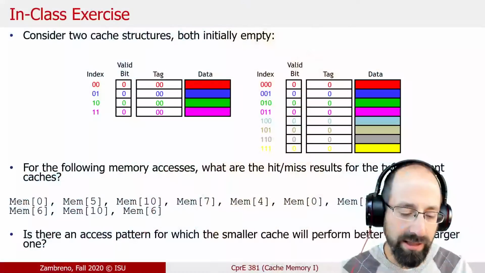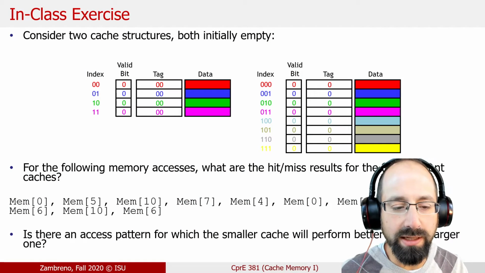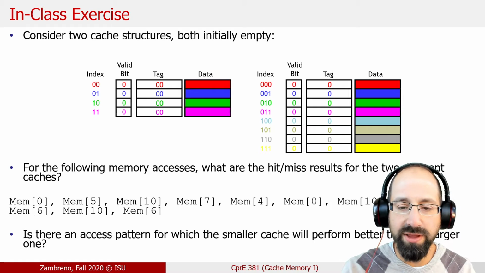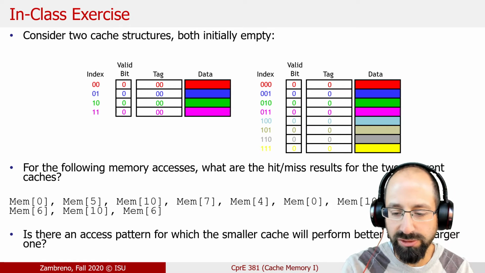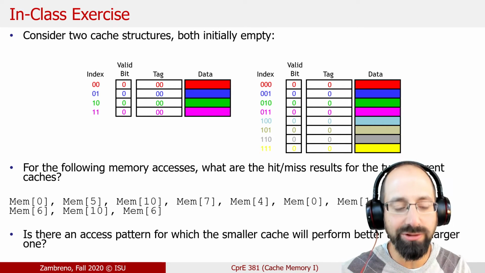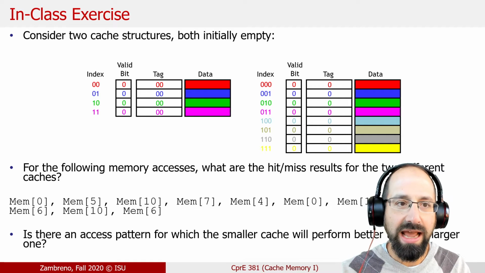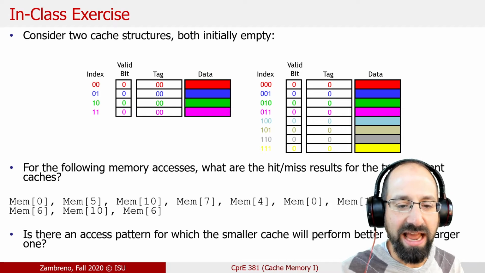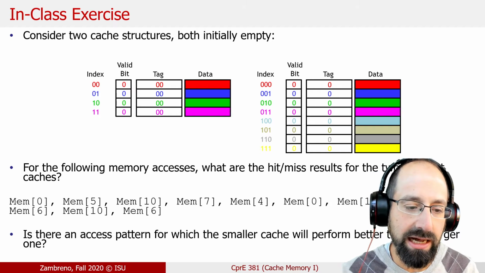Where we left off on Monday was this in-class exercise where we were trying to figure out, for these relatively simple cache structures, a 4 entry cache and an 8 entry cache, which access pattern would lead to hits and misses for each of the caches. And we got most of the way through it on Monday.